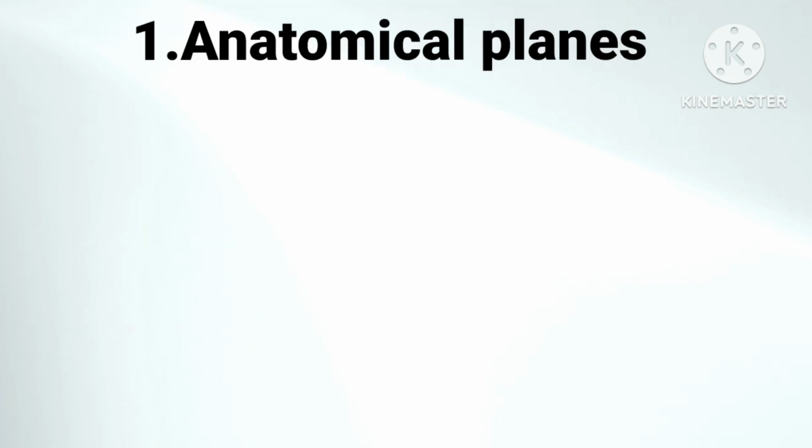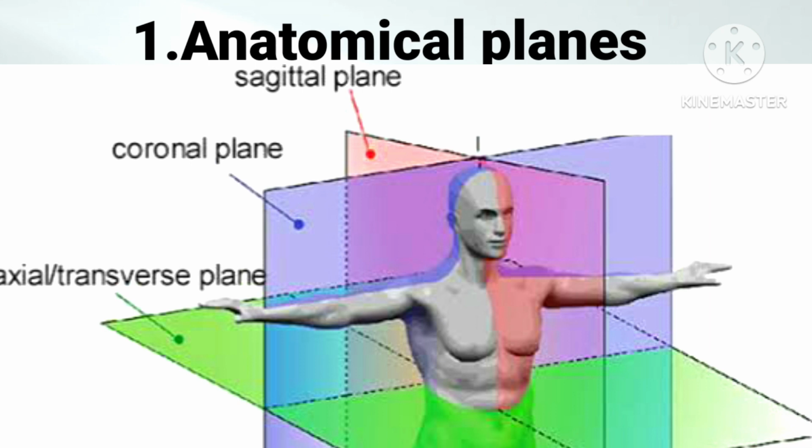Anatomical planes. An anatomical plane is an imaginary plane used to divide the body in order to describe the location of structures or the direction of movement. The three principal anatomical planes are the sagittal plane, the coronal plane, and the transverse plane.